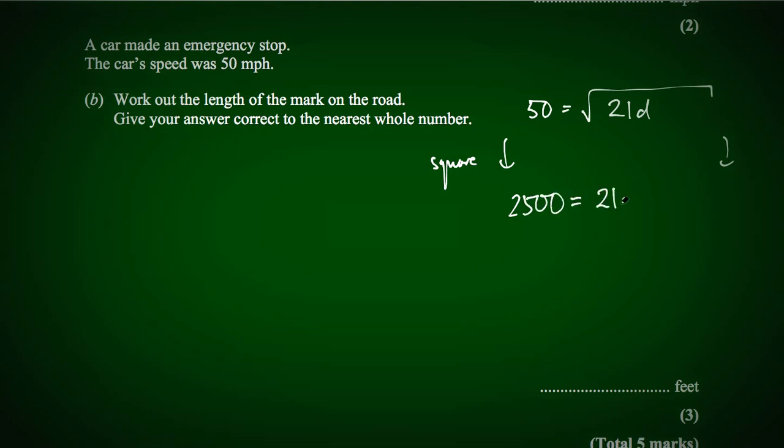So I'm going to square both sides first of all. 50 squared is 2500, and that's 21D. To get D on its own, I'm going to divide both sides by 21. And that's 119.047, etc. is D. So to the nearest whole number, that's 119 feet.